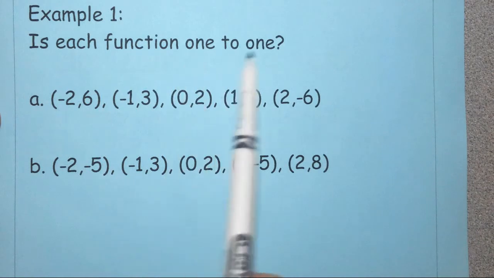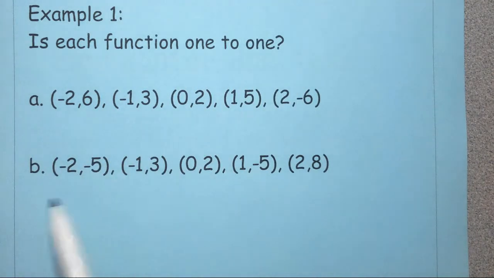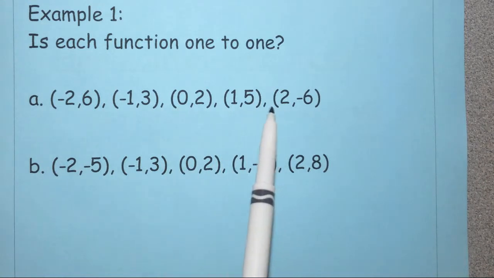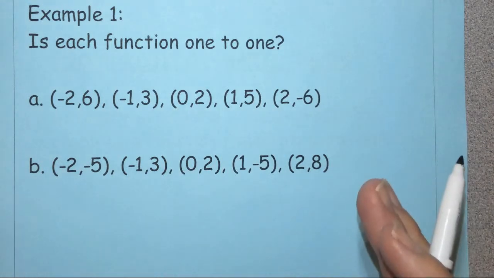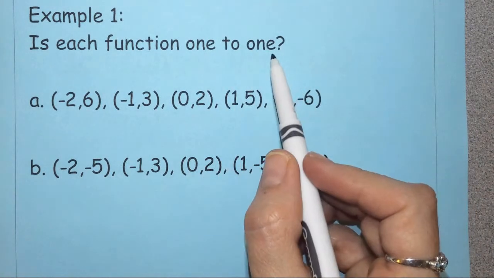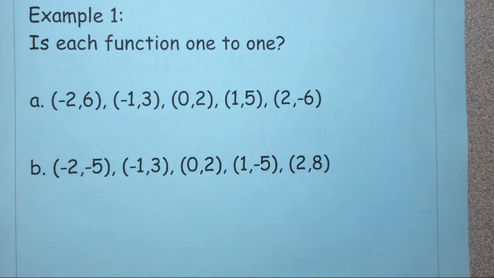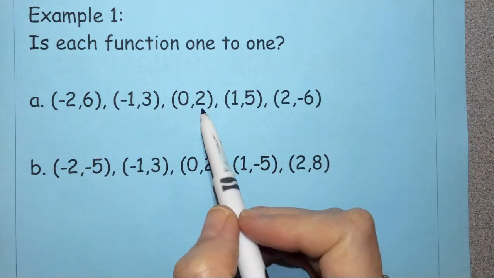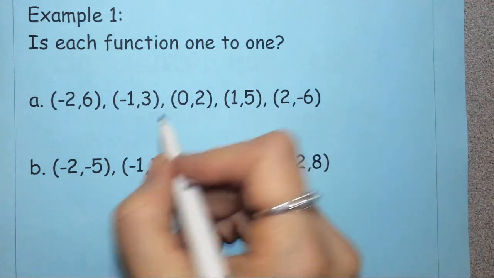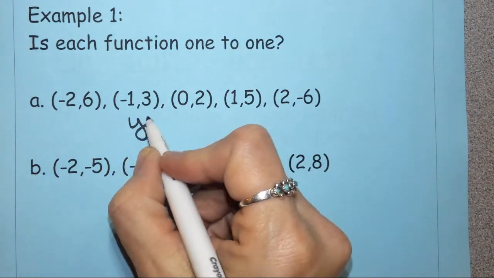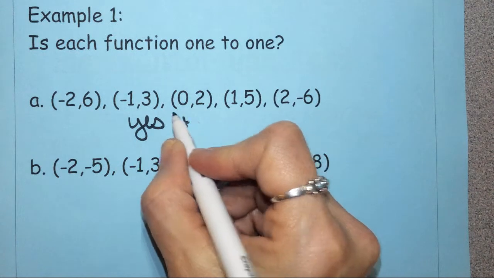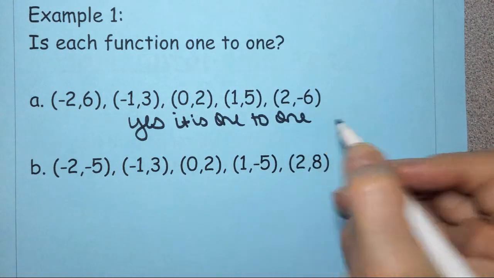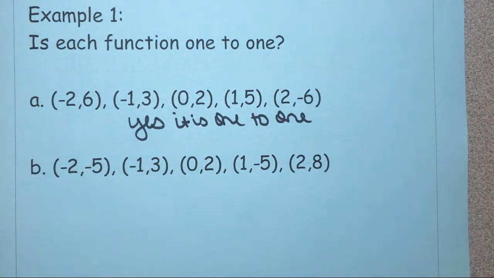Is each function one-to-one? So first thing I'm going to look at is, is it a function? -2, -1, 0, 1, and +2. So none of the x's repeat, so I know it's a function. Now I want to know, is it a one-to-one function? If it's one-to-one, it means the y's also don't repeat. So 6, 3, 2, 5, and -6. So not only is this a function, but yes, it is one-to-one. Because it is a one-to-one function, it means its inverse will also be a function.